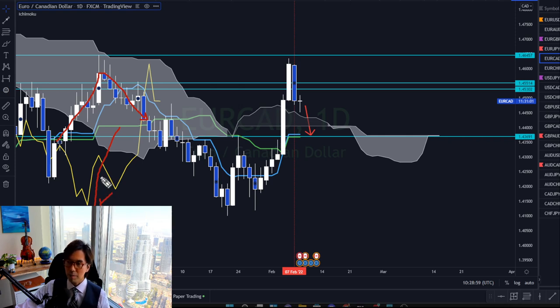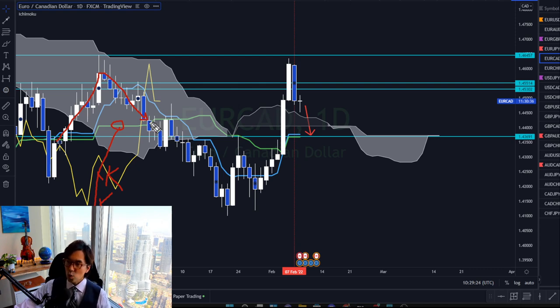Let me put this one a little bit up here so that you can see my note. So the green one is Kijun Sen. So every time you see the market go up away from the Kijun Sen, then at some point at the resistance level or at the Senkou Span B level, the market retraces back to Kijun Sen. And this is the market behavior in the range market.